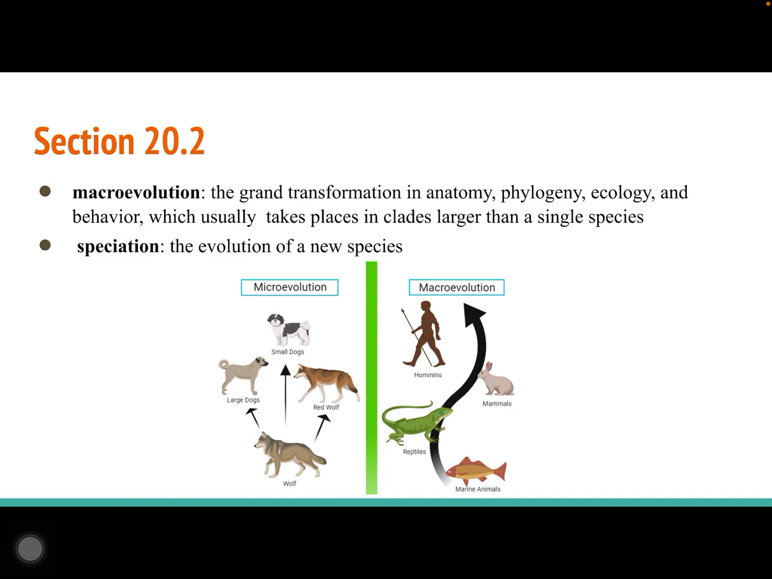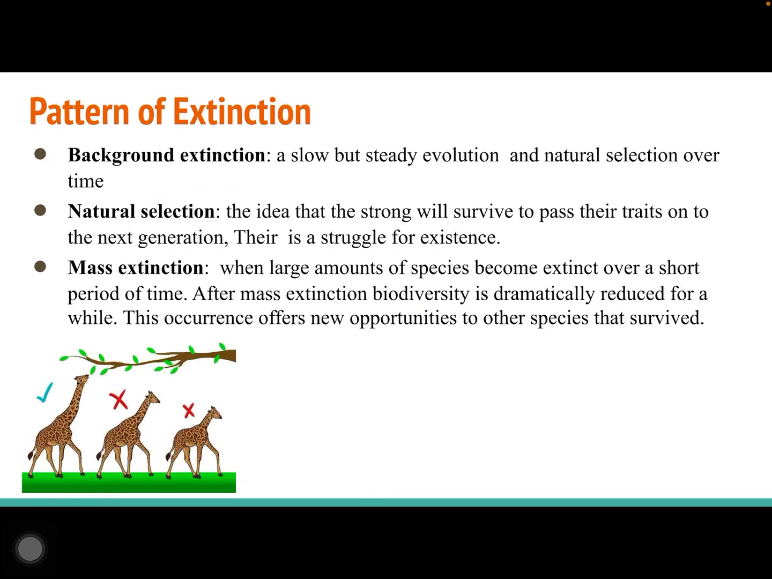Speciation is the evolution of a new species. And again, that's where we can get something brand new coming out of that macroevolution, where it evolved over time into a brand new species of organism that we didn't once have.